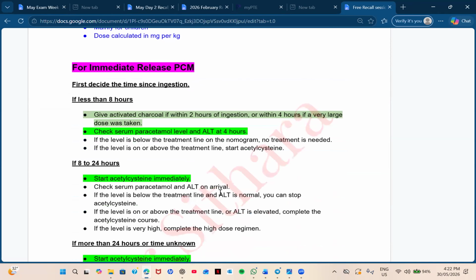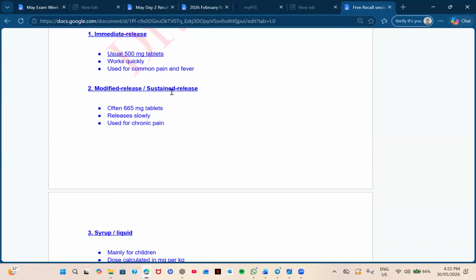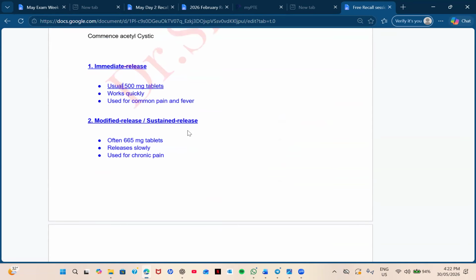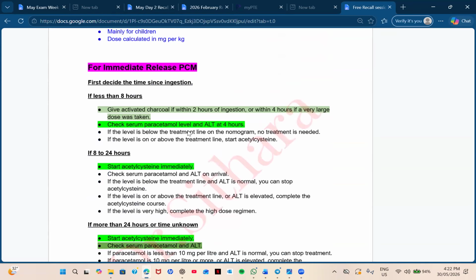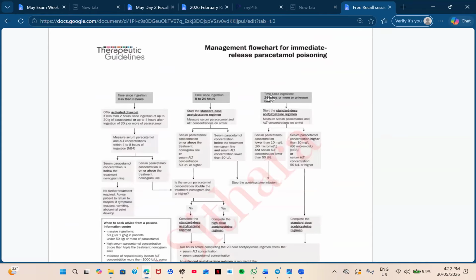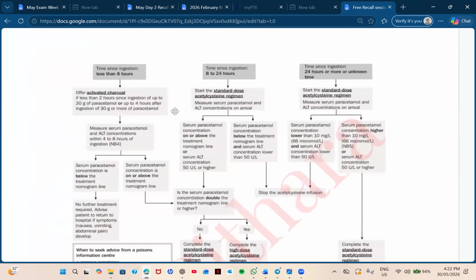Okay, most of the time, I have never seen them ask about the modified release one. Usually they ask about immediate release paracetamol, right? So this is the treatment of choice for immediate release paracetamol. Very important, okay? Time matters. Here is the chart you need to follow. This is in TG, and I think I also shared it in the group. I can't remember, but if you need it, I can share it again from TG. This is the one you have to follow because time matters.